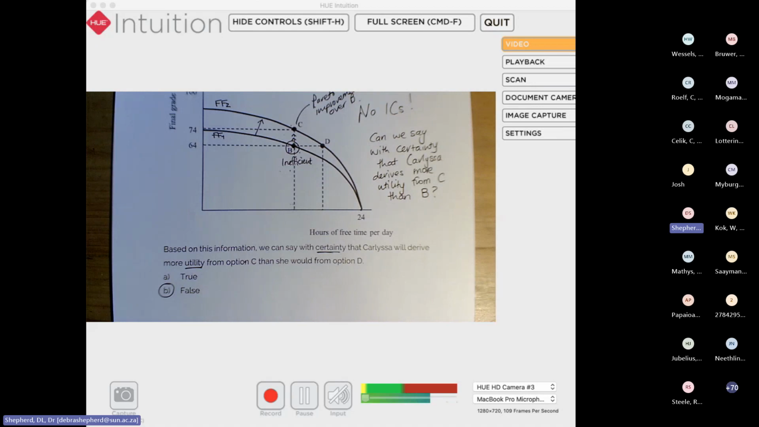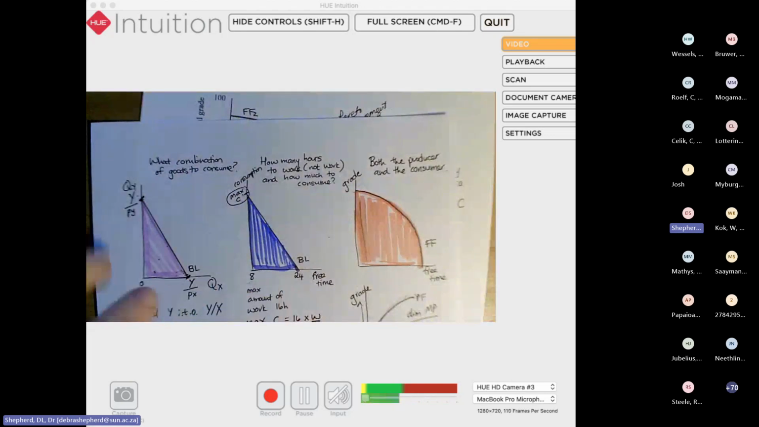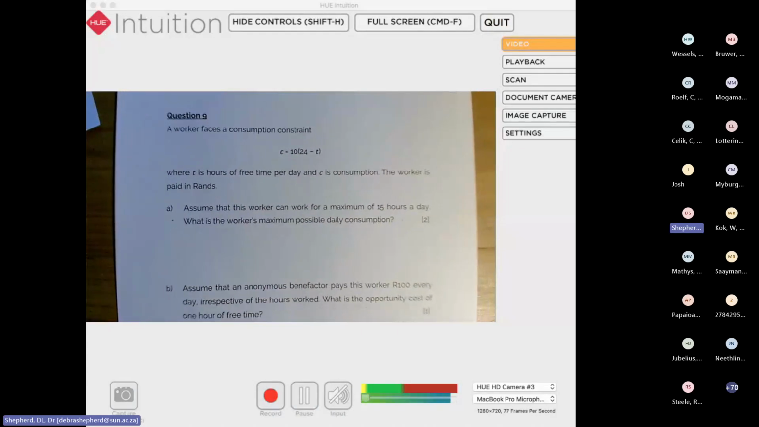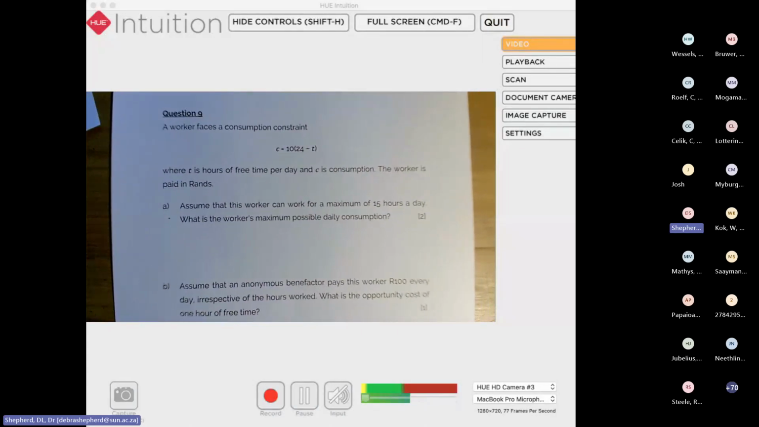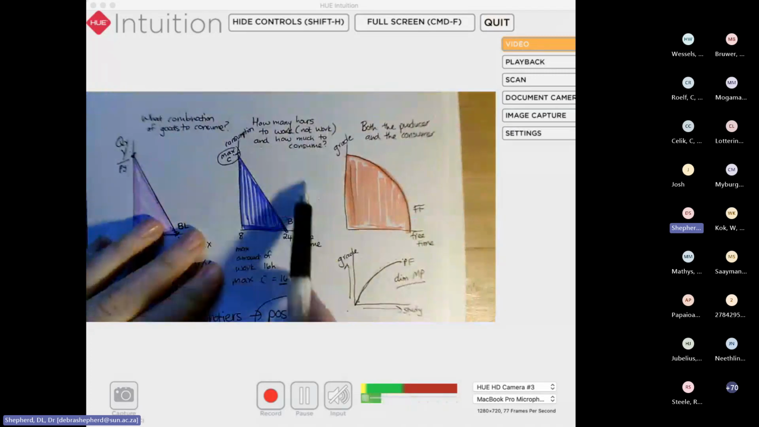Okay, I'm going to move now to the work consumption model. So I'm now going to move to this picture in the middle. So we're going to do some theory from that section. So we get told that a worker faces the following consumption constraints, where T is hours of free time per day and C is consumption. The worker is paid in rands. Now, what I want to show you is that this comes directly from this picture I've drawn here.